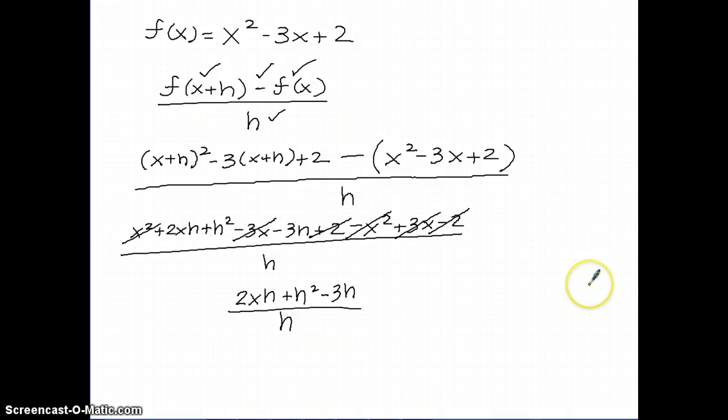And at this point, since every single term has an h in it, I can cancel one h in each term. This h, one of these, and that h right there. And what I'm left with is 2x plus h minus 3.